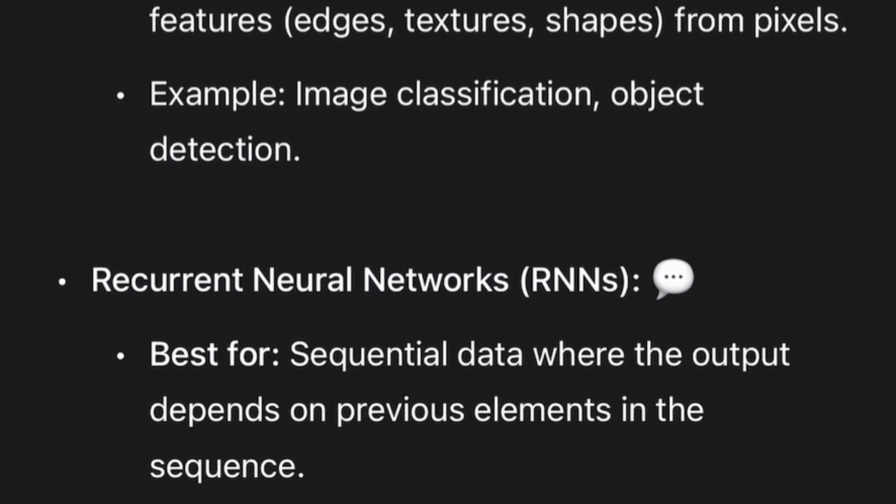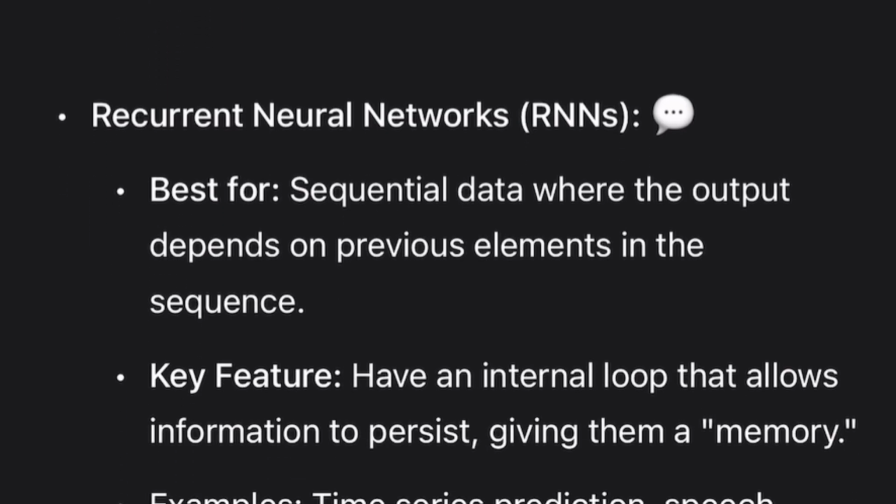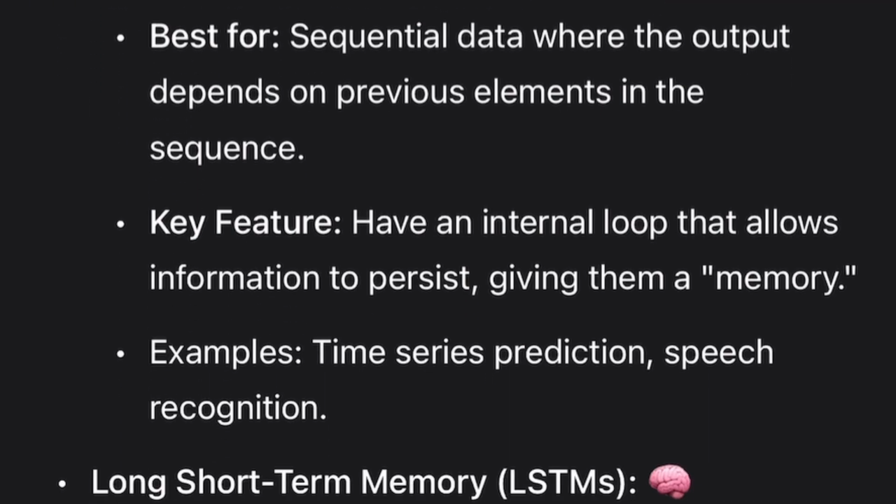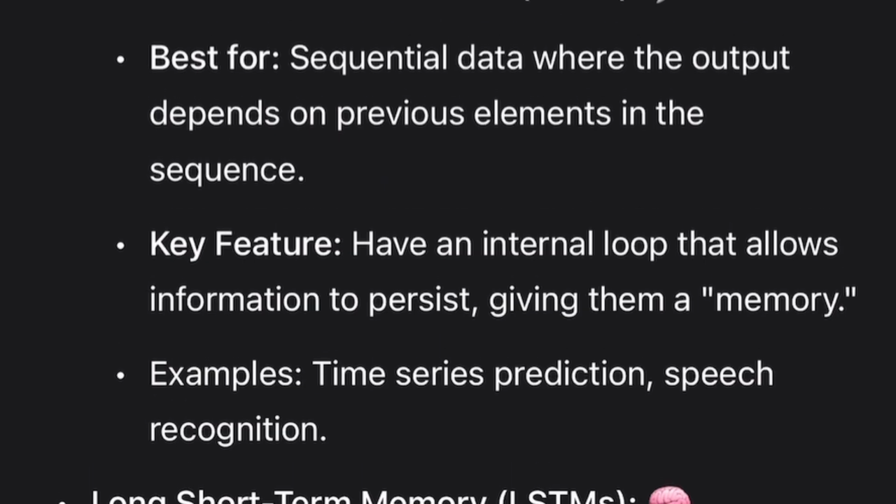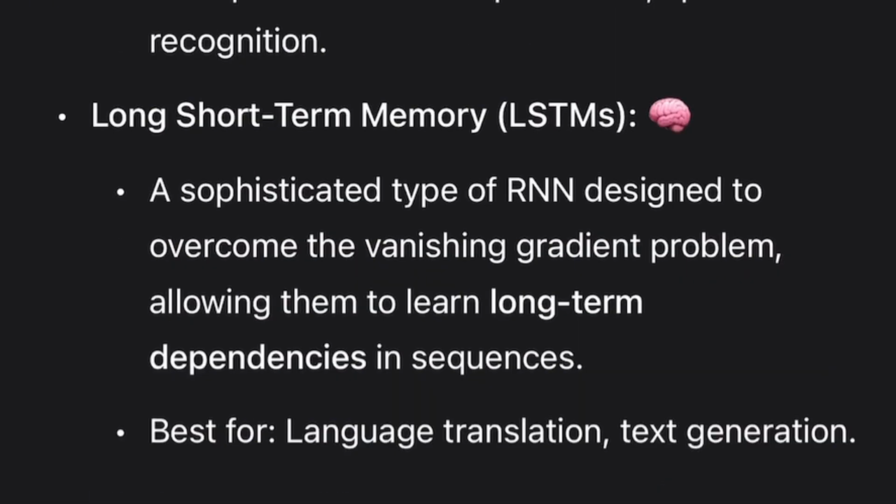Recurrent neural networks (RNNs), best for sequential data where the output depends on previous elements in the sequence. Key feature: have an internal loop that allows information to persist, giving them a memory. Examples: time series prediction, speech recognition. Long short-term memory (LSTMs), a sophisticated type of RNN designed to overcome the vanishing gradient problem, allowing them to learn long-term dependencies in sequences. Best for language translation, text generation.